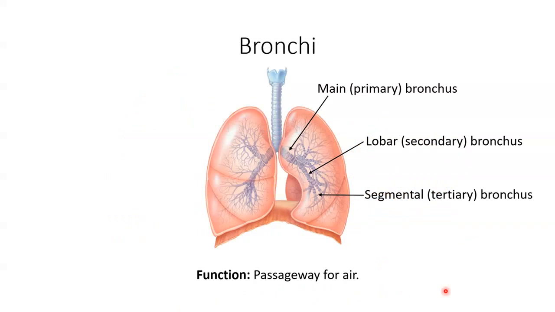Continuing down towards the lungs, I mentioned that at the level of T5, or the fifth thoracic vertebra, the trachea splits into a right main or primary bronchus, which goes into the right lung, and then a left main or primary bronchus that goes into the left lung. So bronchus is the singular, bronchi is the plural. The point at which the trachea splits into these two main bronchi is called the carina, so C-A-R-I-N-A.